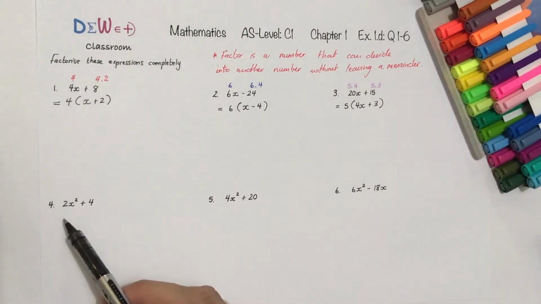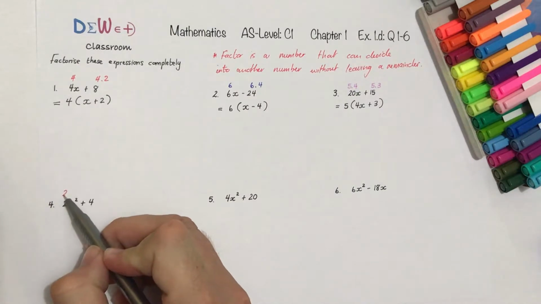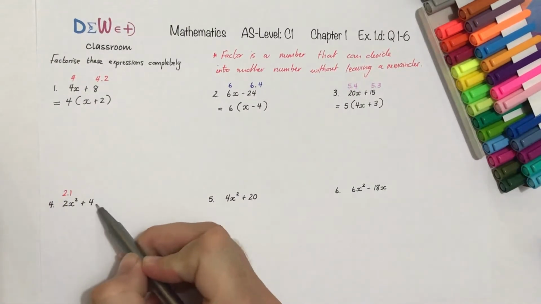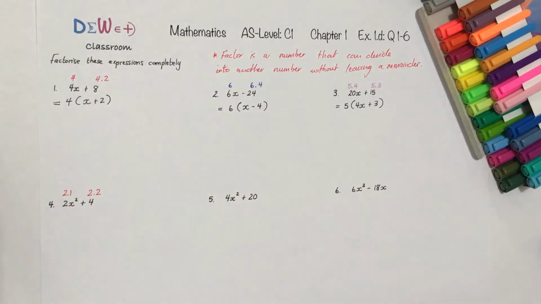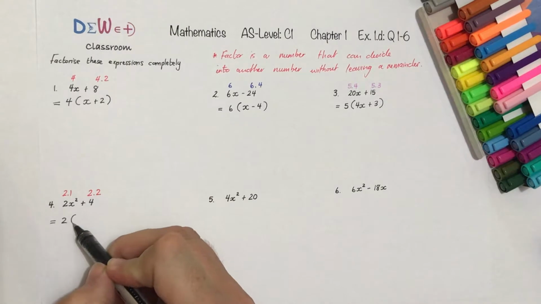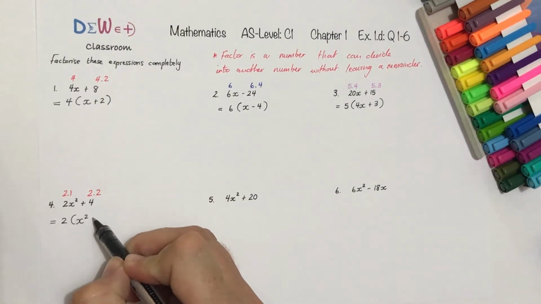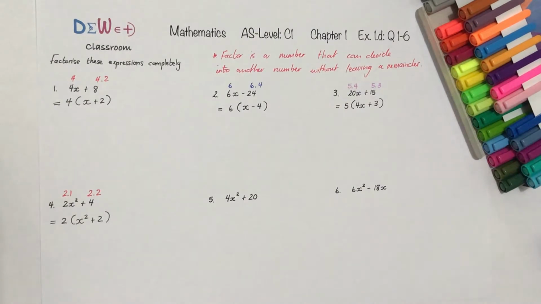We go over to question number 4, the same routine. Here we can take out 2 and 1. On this side we can take out 2 and 2. So we take out the common factor 2, and we will be left with x squared plus 2. Very, very easy. Please remember that when you take out a factor, it has to be exactly the same thing for each term.